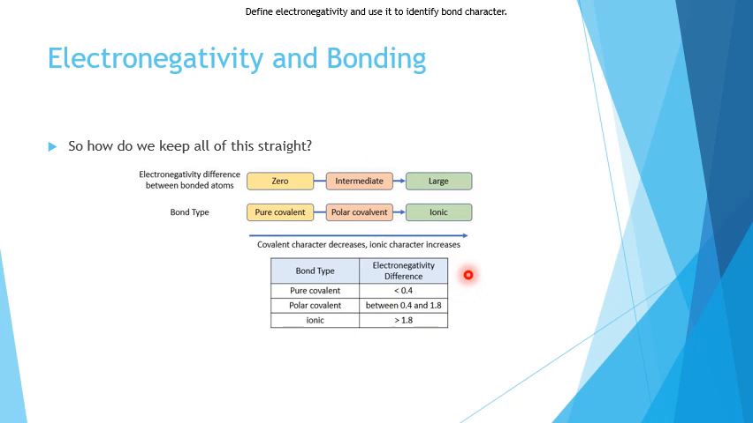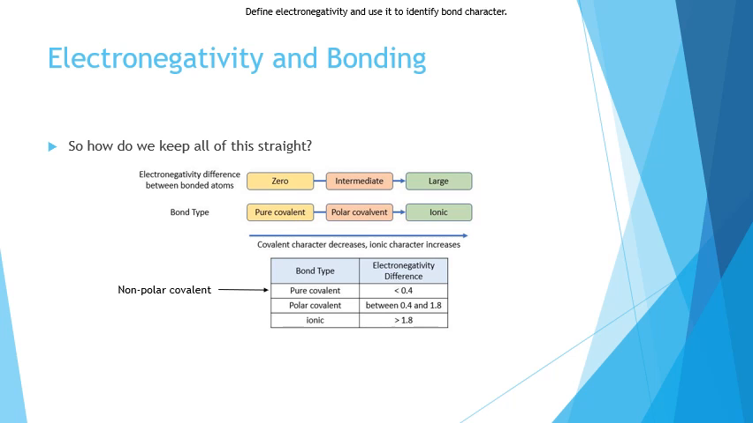If the difference is 0.4 or less, then we consider it to be a pure covalent, or what we call a non-polar covalent bond. So the electronegativities don't have to be exactly the same. If they're close, 0.4 difference between them or less, the electronegativities are so close that those electrons are shared very equally. And so we consider the bond to be a non-polar covalent bond, where the electrons are shared equally.